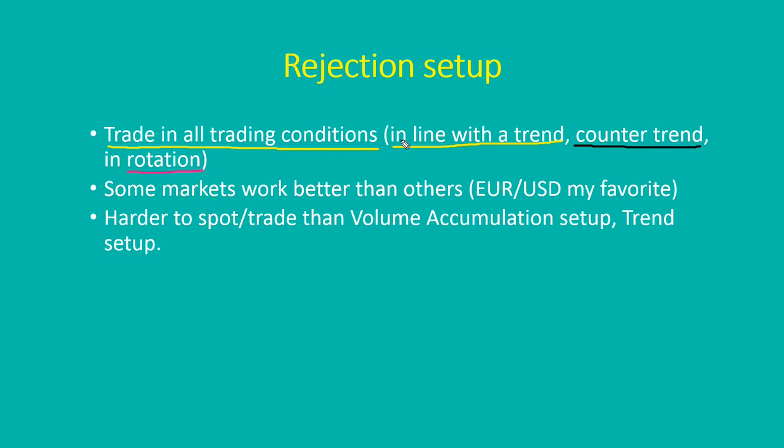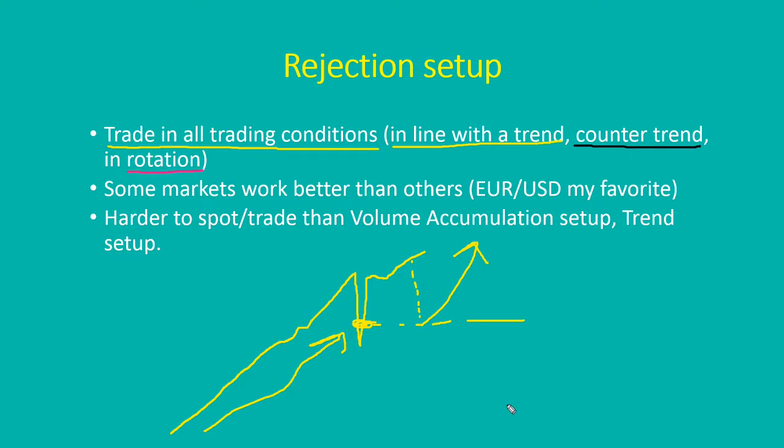So when you trade the rejection setup in line with a trend, means that there is a strong trend, let's say an uptrend. Then there is aggressive rejection of lower prices, and then the price continues. So this is exactly what I mean by that you can trade in line with a trend, because you just wait for the price to make it to significant volume cluster, and you enter long from there, which is in line with the current uptrend. So this is trading in line with a trend.